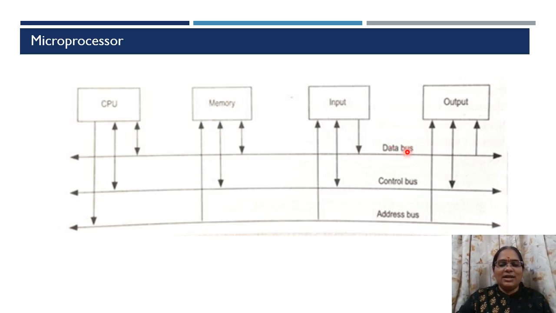And the data bus is bidirectional. That is, from the memory, you can write data into the memory or read data. From the input device, you read data. For an output device, you write data. So it is a bidirectional way of communication associated with your data bus.